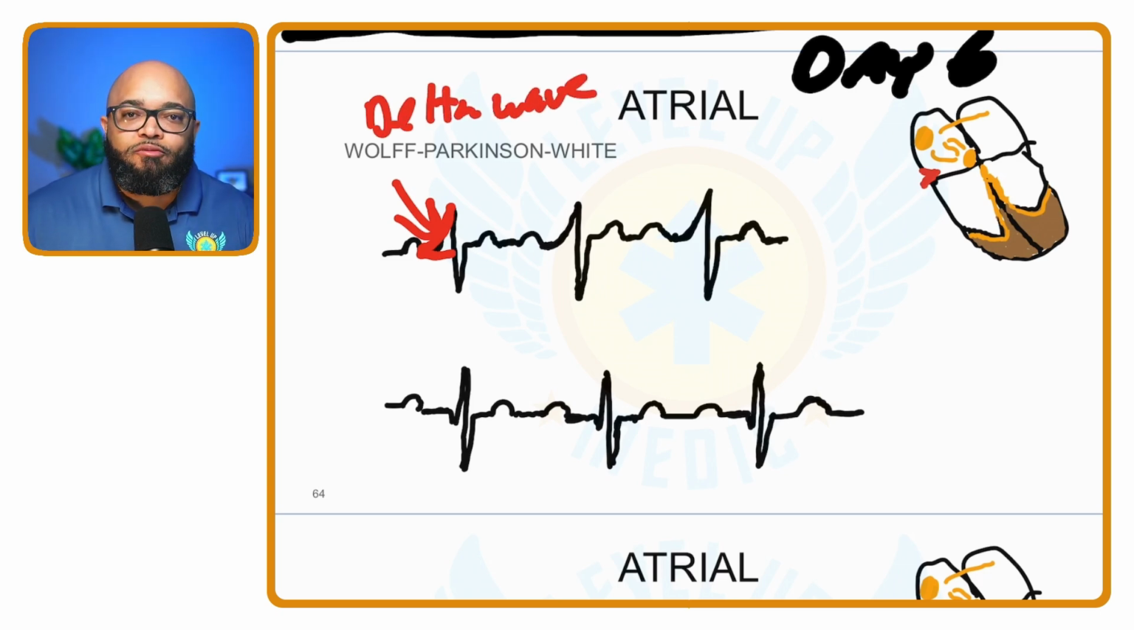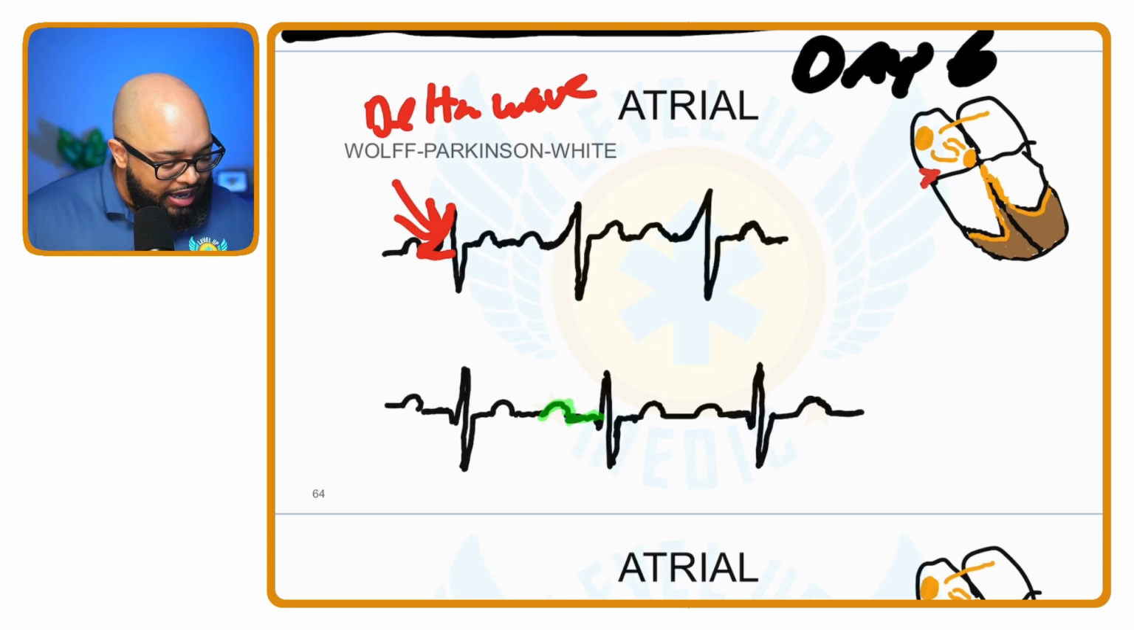So in Wolff-Parkinson-White, one of the things that we're going to notice for sure is that it's going to have this characteristic delta wave. Now, here's what I want you to notice though. Because of this little delta wave, I want you to compare, for instance, the PR interval. This is a normal PR interval. From the start of the P to the start of R is what's called the PR interval.